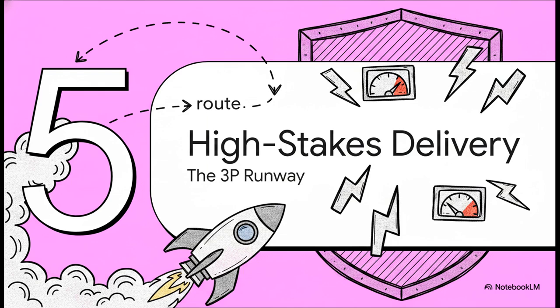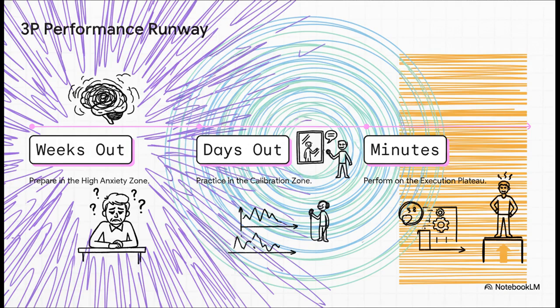All right, let's shift gears a bit. Section 5, Mastering High-Stakes Delivery, the 3P runway. So, we've built the payload, we've carefully chosen the route. But what happens when the pressure is really on? Let's talk about the high-stakes execution of a fortified message. Notice how anxiety peaks way over on the far left of this timeline, what we call the 3P performance runway.